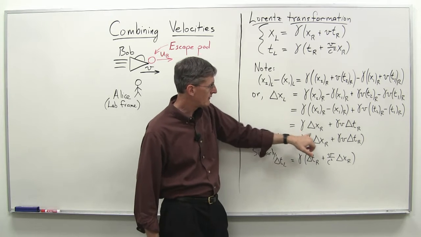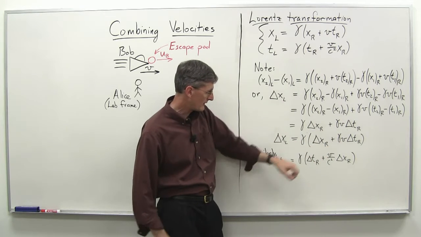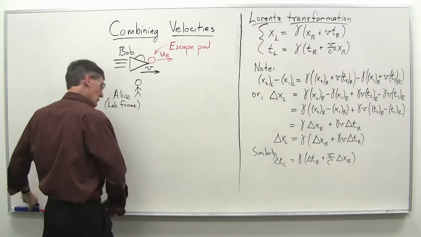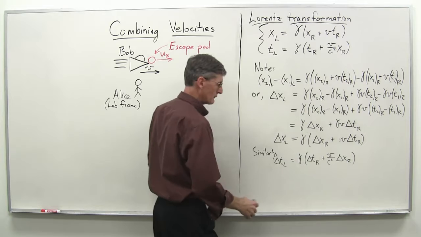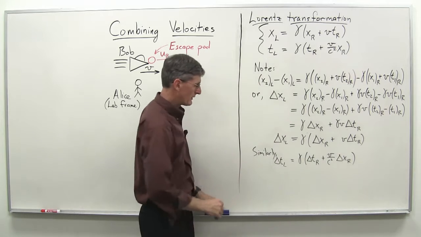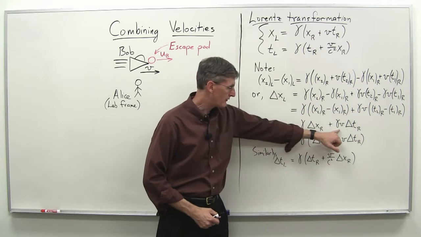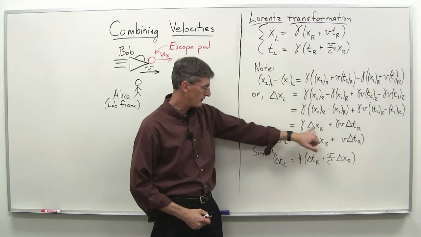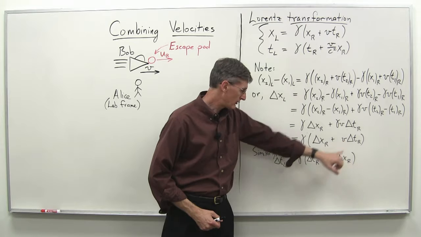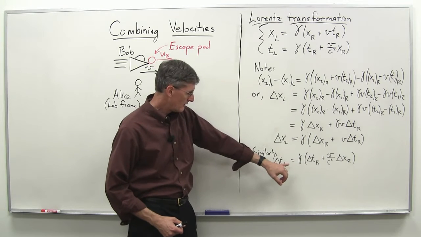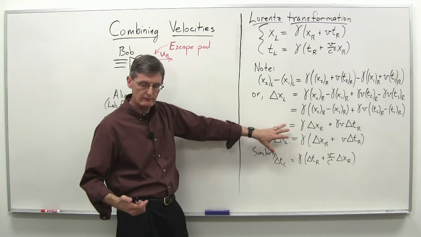We've got a gamma here and a gamma here, so we'll bring that gamma out. I don't know if you caught that, a slight mistake here. We don't want a gamma in here. We've got too many gammas in there. So in other words, we pulled this gamma out and this gamma out to put it in front. That leaves delta x sub r plus v times delta t sub r. And then, actually, that's the final equation that we want.